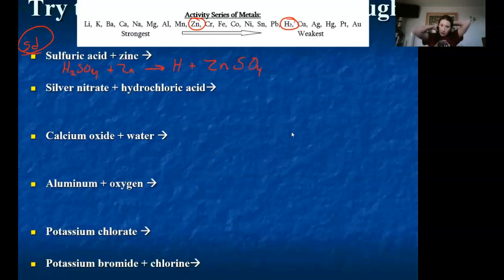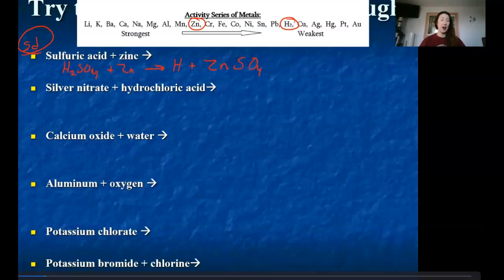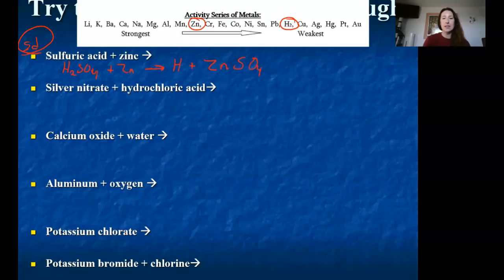Okay, so now we have to learn H2. Our next thing we have to do is check and make sure all of our charges are balanced, and we have to think about our Brinkelhoffs. Hydrogen is a Brinkelhoff, so it needs to be H2. Then we need to check our charges for zinc and sulfate. So remember that zinc is a +2, sulfate is a -2, and we're all good.